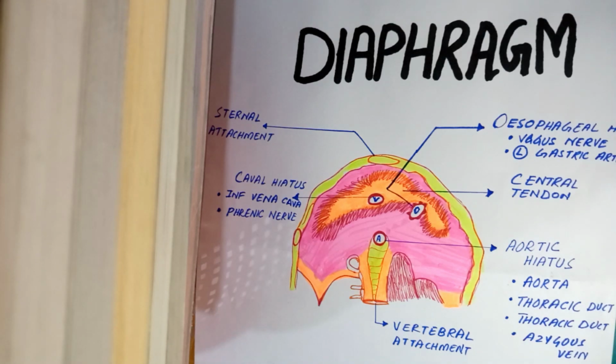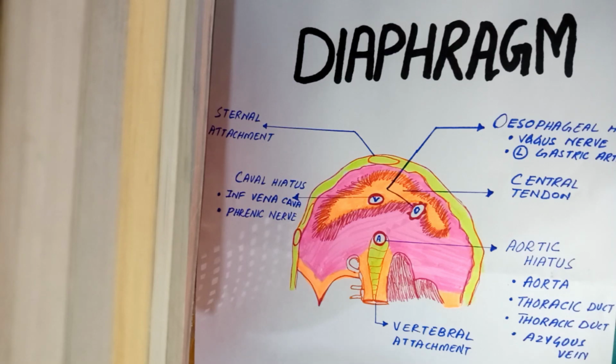Now if we talk about the shape, as I told you already, it is dome shaped when we see it anteriorly. But if we see it from above, it looks kidney shaped. And when we see it in a sagittal view, when we cut it from the midline and see it from the side, it looks J shaped. So these are the shapes of the diaphragm, but mostly when we see it anteriorly, it is dome shaped, with its right and left dome.